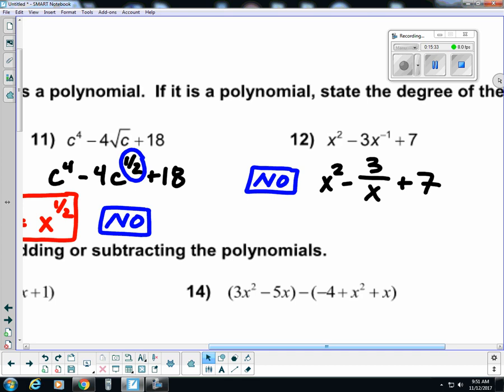Number 1, you have to have integer exponents. Number 2, you have to have positive integer exponents. And number 3, all the variables have to be in the numerator, okay? Or in other words, no variables in the denominator.